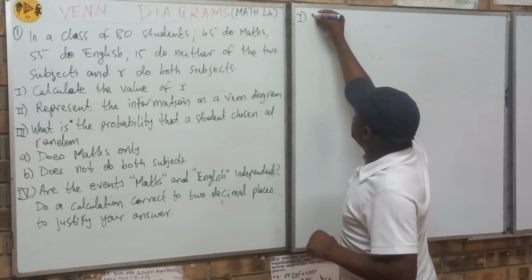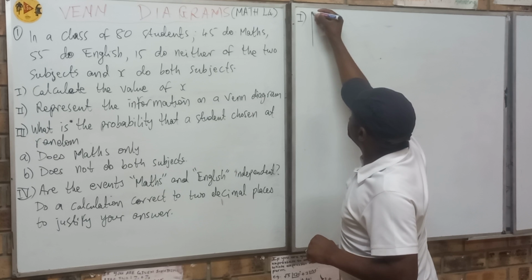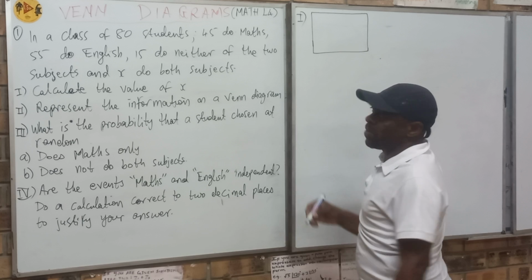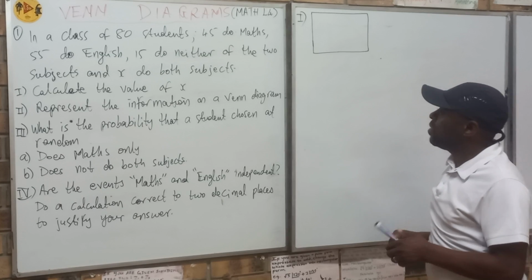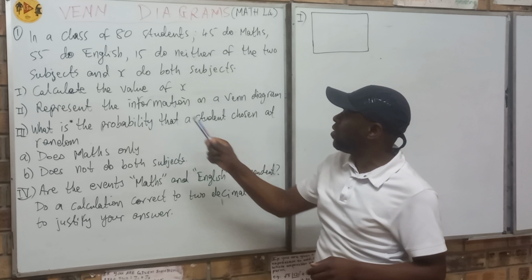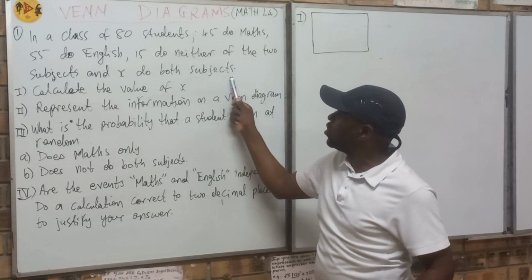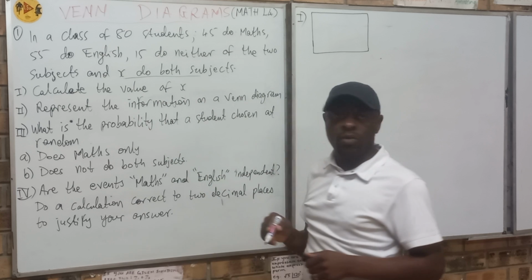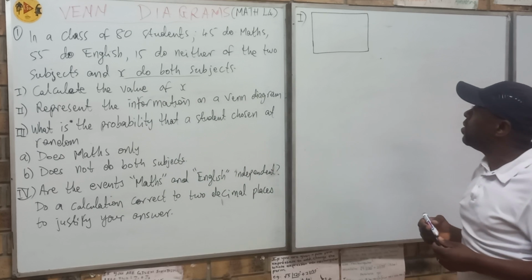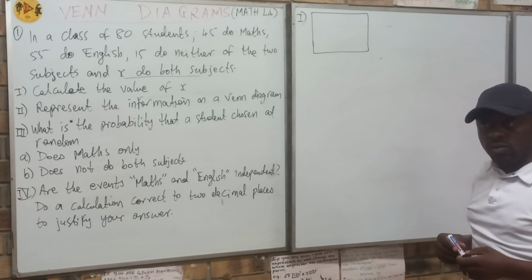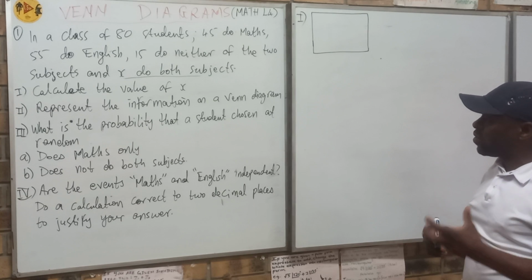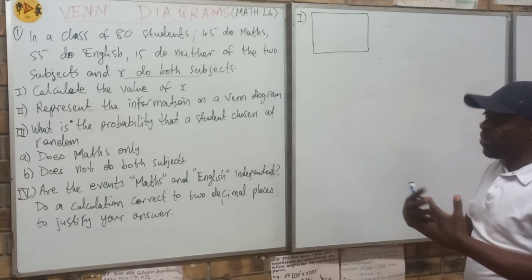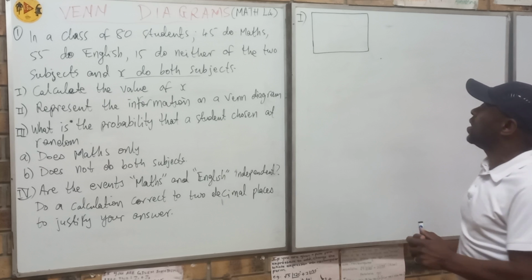So the Venn diagram always starts with a rectangle. A rectangle represents the sample space. For me to draw it, I must figure out whether there's something referring to both. The fact that there are X who do both, which we don't know yet, means we need to draw a Venn diagram for mutually inclusive events. When there are both, it means there are students who are doing English and doing math, so the two events can happen together at the same time. So that is mutually inclusive.